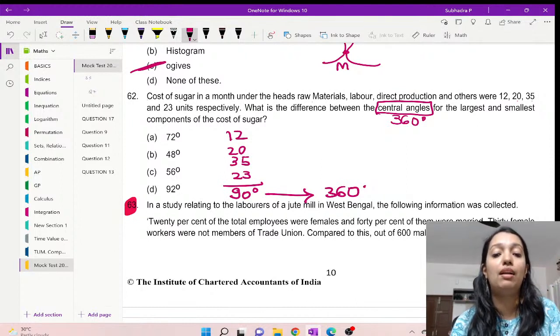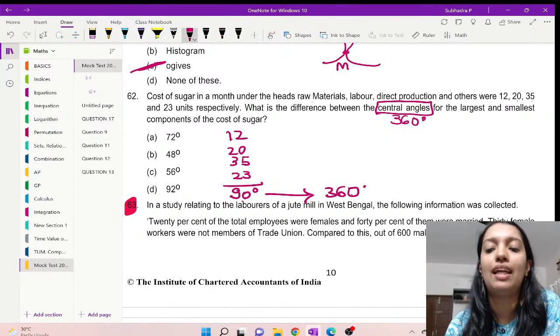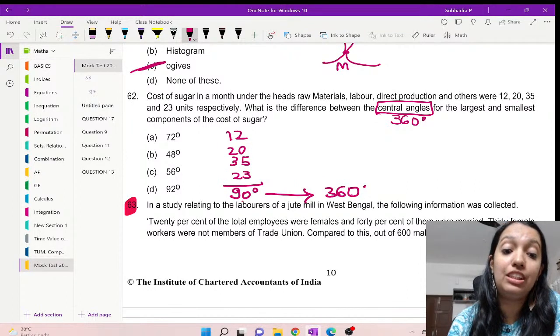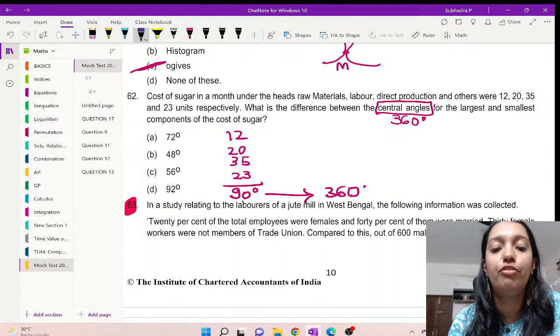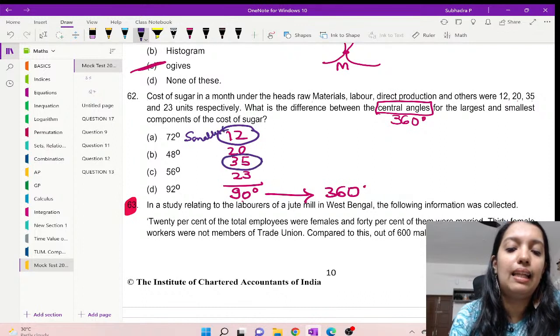12 degree will be 12 divided by 90 into 360, 20 will be 20 divided by 90 into 360, and so on. So what is the difference between central angles for largest and smallest components of the cost? This is smallest. This is largest.